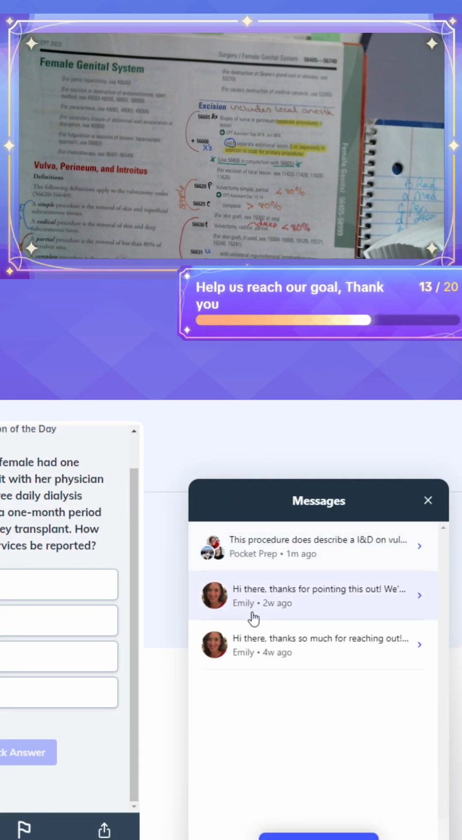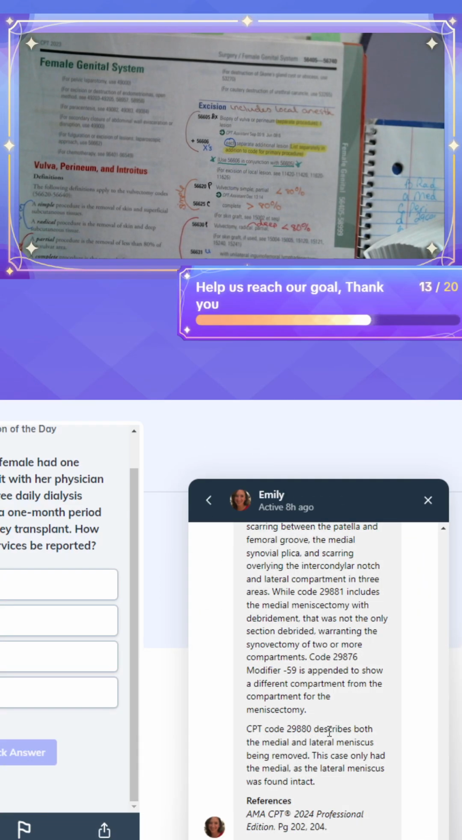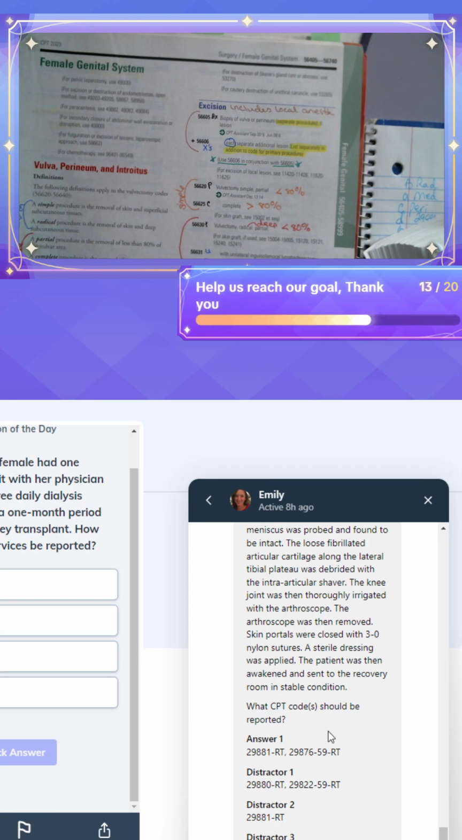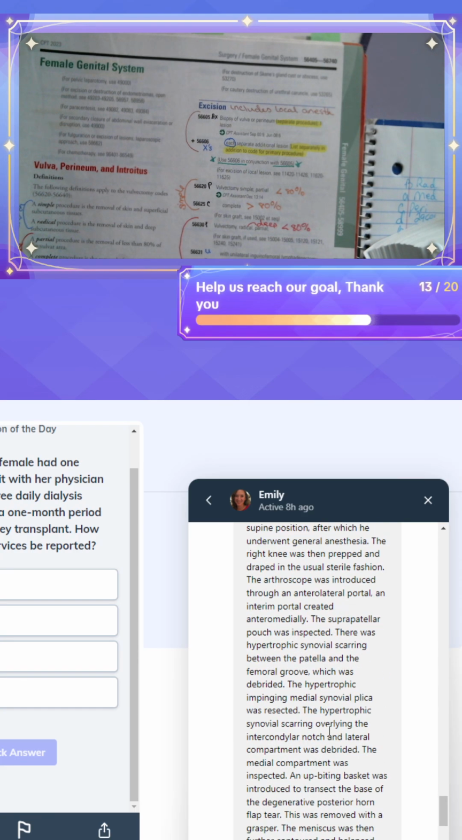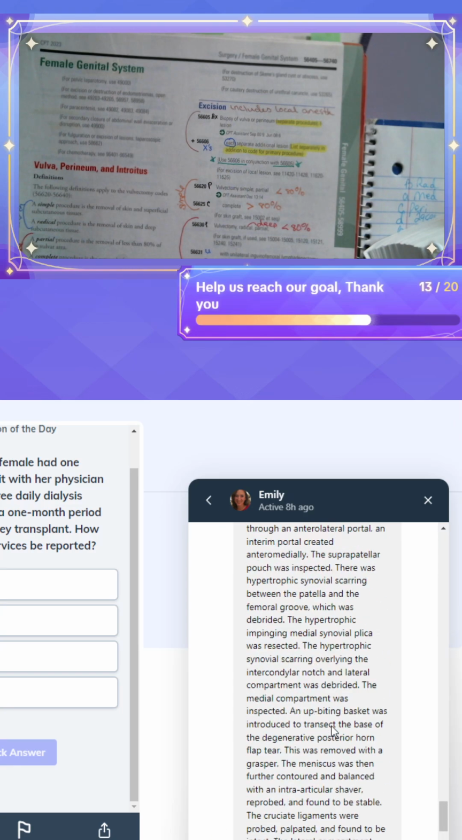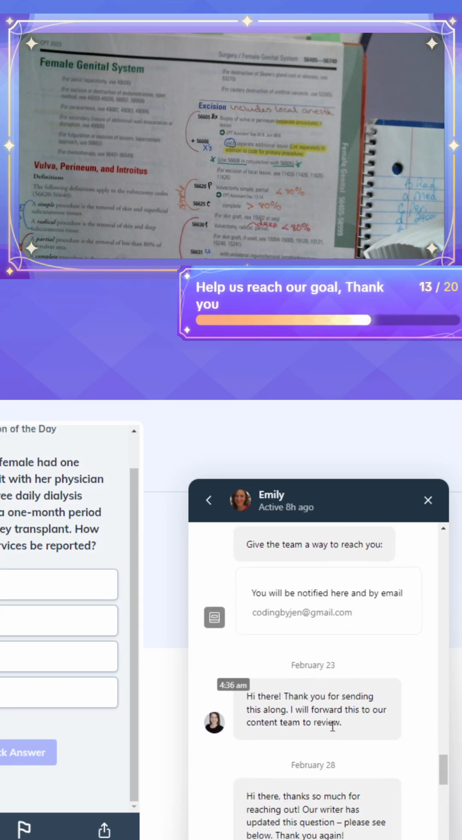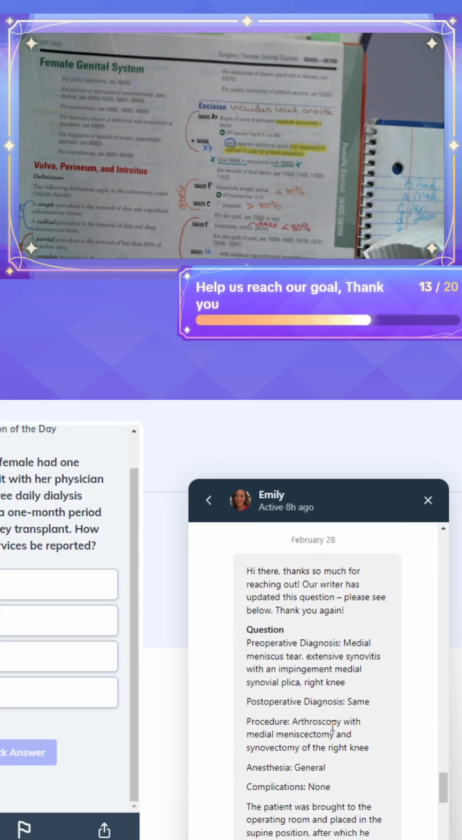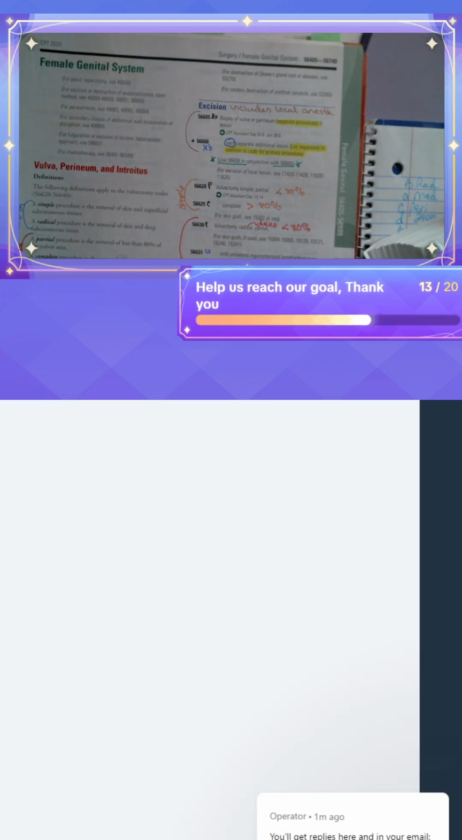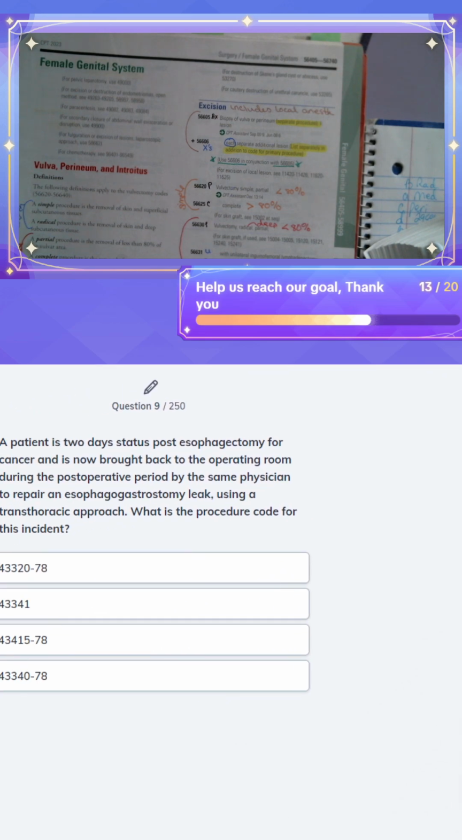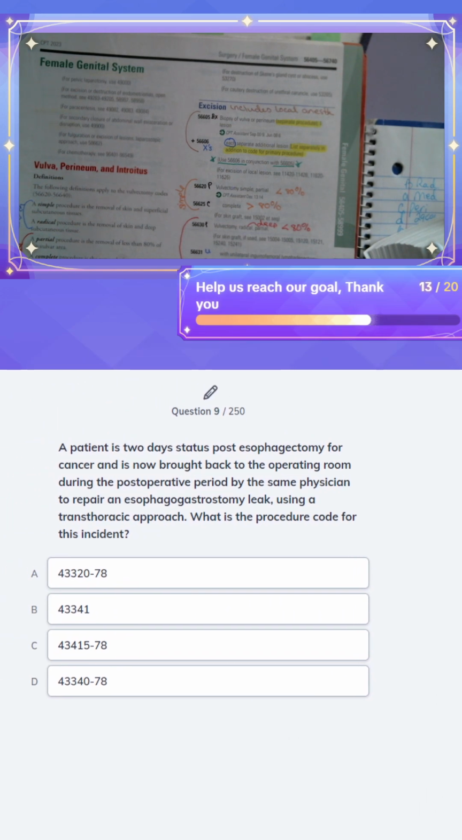And then we asked them to fix this one, and they fixed that one. It was one of those meniscus tears that was incorrect, and she did get it fixed. They thank you for reaching out and all that kind of stuff. So it's on their little main page, the dashboard, where it says help.